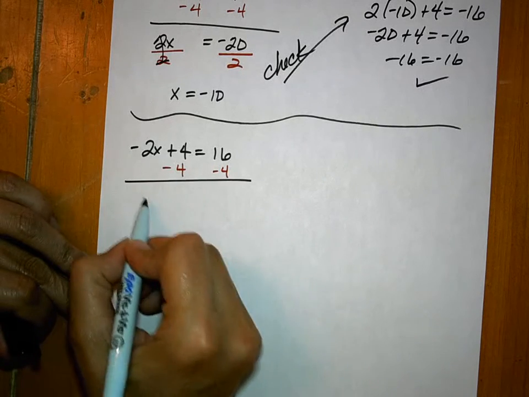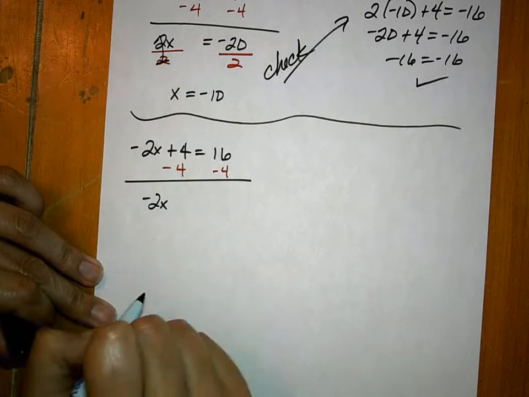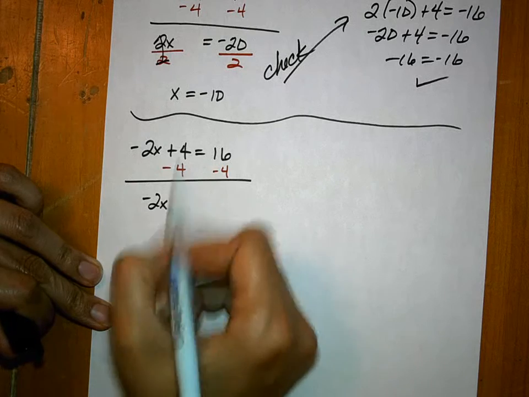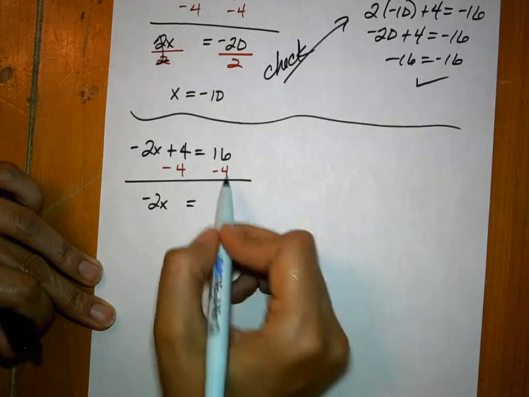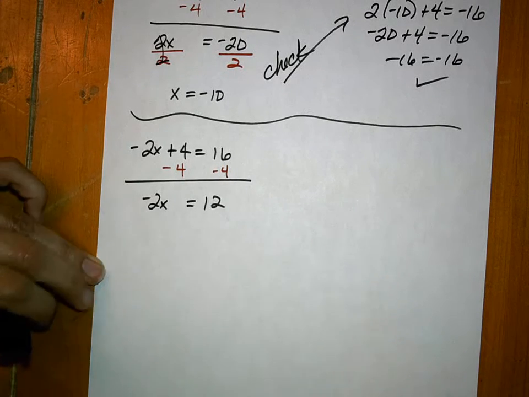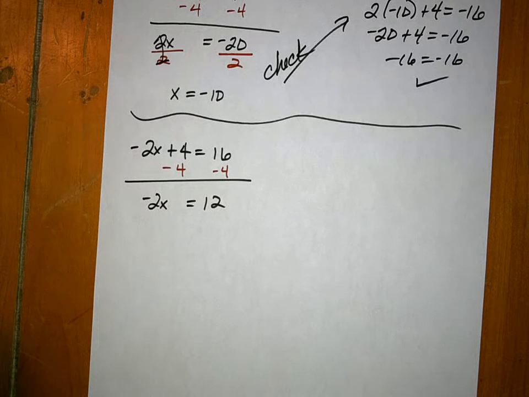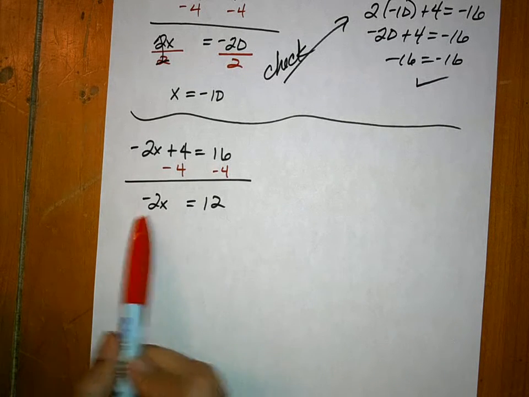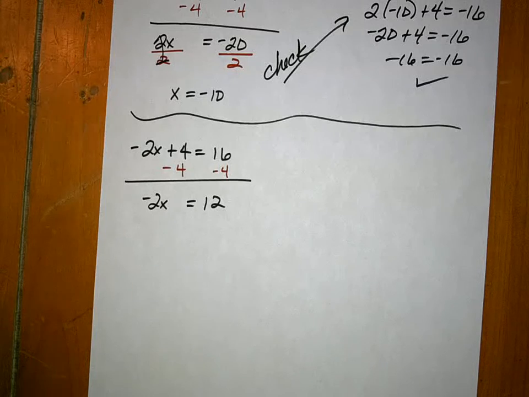Okay, but this time what we drop down is a negative 2x because it was a negative. Plus 4 minus 4 is 0. We don't need that. We drop down our equal sign and we have 16 minus 4, which is 12. Okay. We see multiplication here. We have a negative 2 times x, and that's equal to 12.